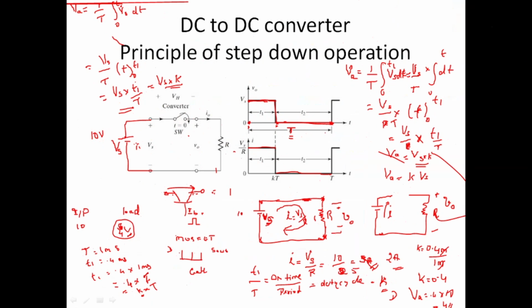Right now what we learned is that the average value for the step down DC to DC converter is Va equal to K into Vs, where K is the duty cycle. By changing the duty cycle, we can change the average value of the load voltage. So this much we learned right now.